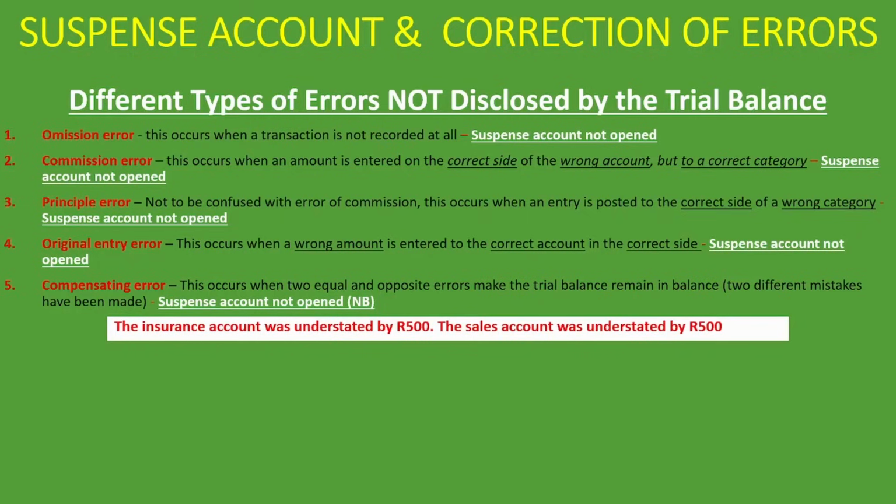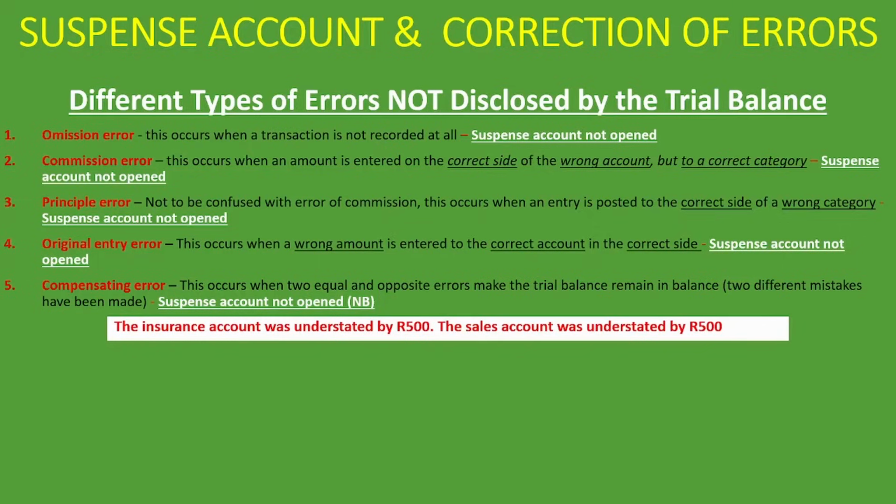Okay, so that means that if our debit side of the trial balance is understated by 500 Rand, which is the insurance account, and the credit side is also understated by 500 Rand, which is the sales account, that means that it will not be disclosed by the trial balance because the error is made on both sides with the same amount. Okay, that's why we put in brackets here, two different mistakes have been made. So in that instance, the trial balance doesn't reveal the error.